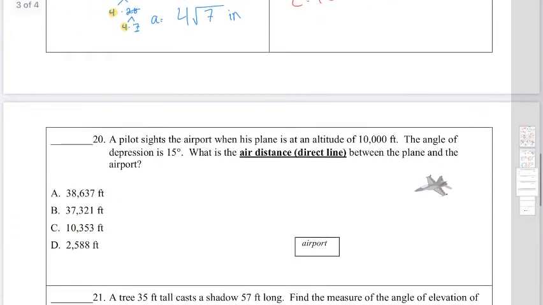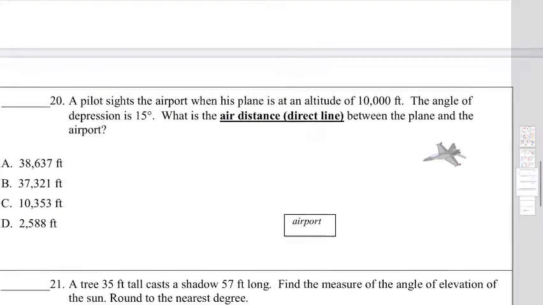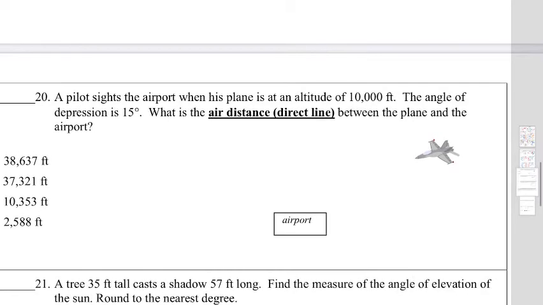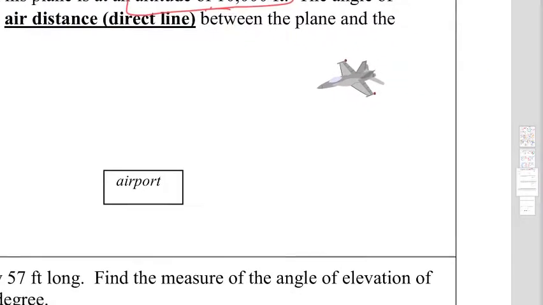All right, moving on to number 20. It says the pilot sights the airport when his plane is at an altitude of 10,000 feet. The angle of depression is 15 degrees, and it wants to know the air distance, the direct line between the plane and the airport. Here they already provided a diagram for you. The only thing we have to do is complete it.